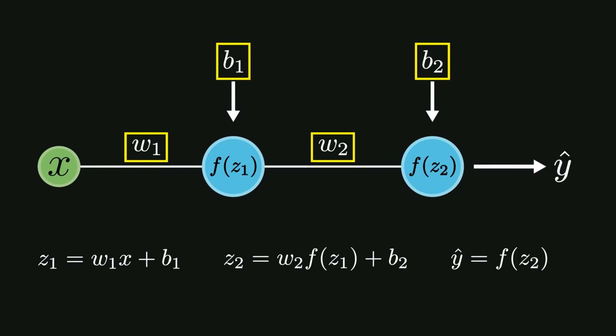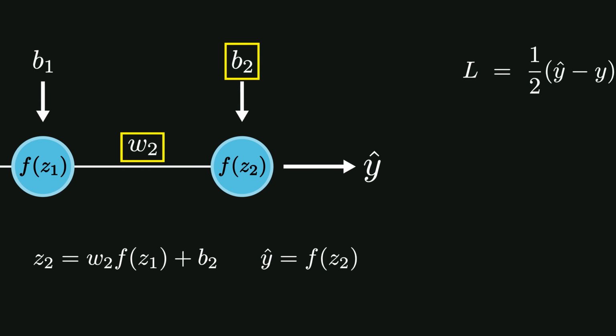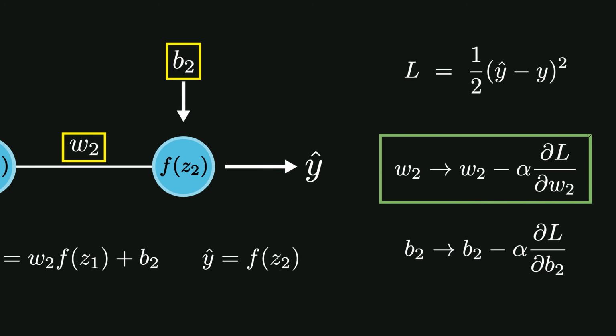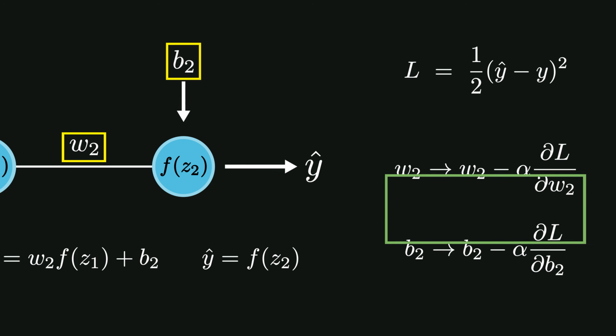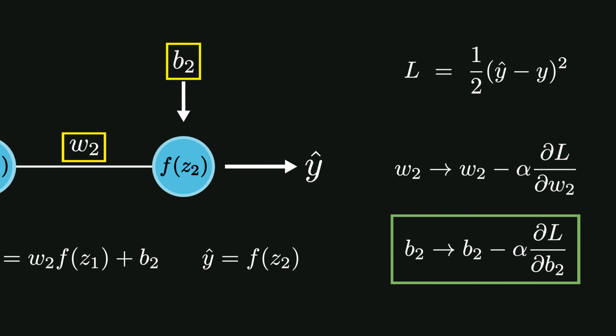Now, we first need to update the weight and bias that are closest to the output node and then propagate backwards through the network. So, how do we update these? We use gradient descent. We take the current value of W2, subtract the learning rate alpha multiplied by the derivative of the loss with respect to W2, and assign this new value back to W2. We do the exact same thing for the bias B2. In simple terms, we are just nudging W2 and B2 step by step in the direction that reduces the loss.